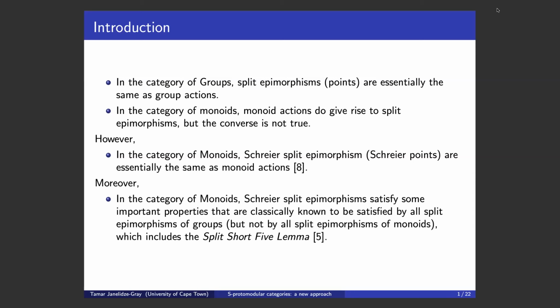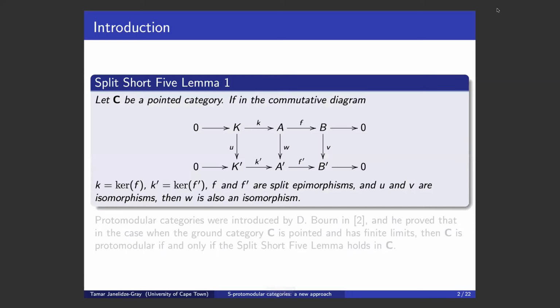And I'm just going to spend a few minutes on the split short five lemma because I'm going to need it in order to define protomodular and then later on S-protomodular categories. So we are now in a pointed category, and by pointed category, we mean we have initial and terminal objects and they're the same. And given a commutative diagram where the top and the bottom rows are exact, and by exact we mean that K is the kernel of f and K' is the kernel of f'.